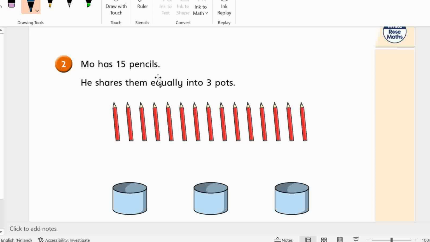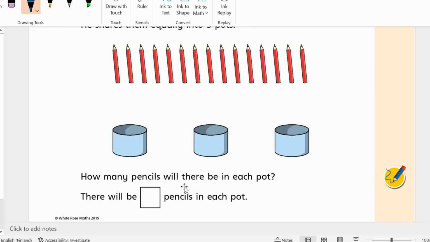Okay, Mo has 15 pencils. He shares them equally into 3 pots. How many pencils will there be in each pot? There will be 5 pencils. Right. So the pencils are red, so I'm going to use red. I'll just draw lines because I can't draw very accurately. So 1, 2, 3, 4, 5, and then I can cross off 1, 2, 3, 4, 5. Then I can do the same here. Yep, and it works. There we go.